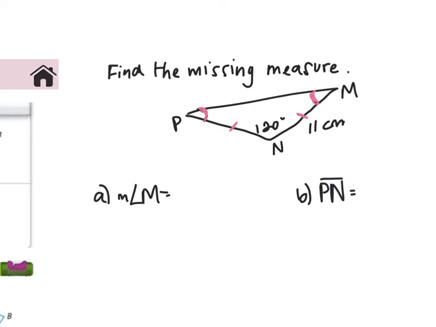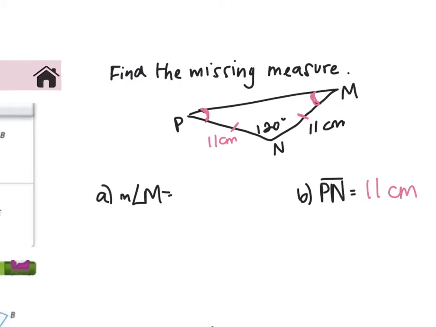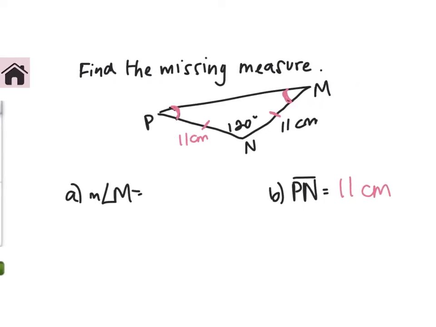So we're going to start with letter B, because if I know that PN is congruent to MN, and I know MN is 11 centimeters, then by my isosceles theorem, PN also has to be 11 centimeters, okay? 11 centimeters, right? And then as far as finding the measure of angle M, this angle right here, okay, I have two angles that are congruent.